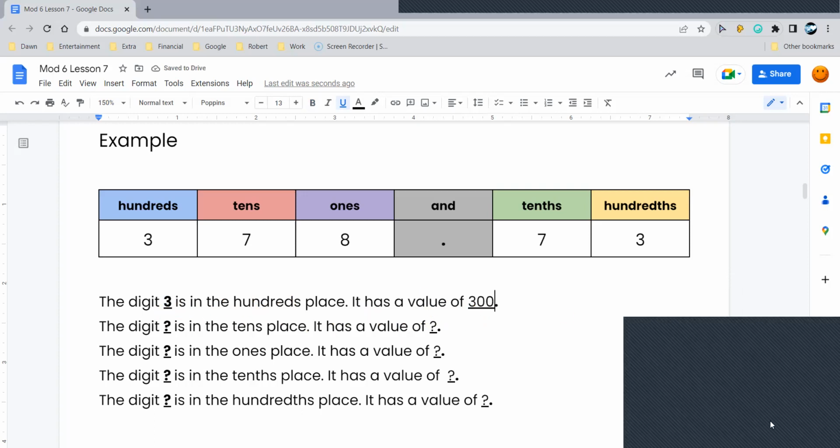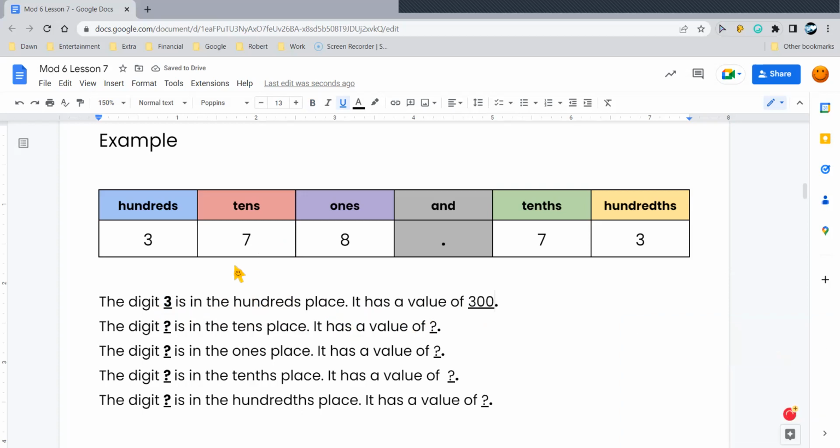Then we look at the digit in the tens place, and I see that it's a 7. So right here, I'll write a 7 in the sentence. The digit 7 is in the tens place. It has a value of, yes, it's 70. And then I need to look at the ones place. We have an 8. The digit 8 is in the ones place. It has a value of 8.